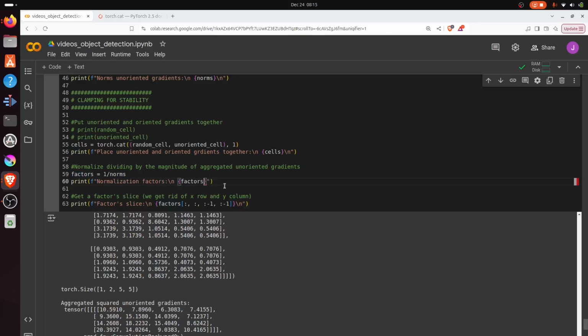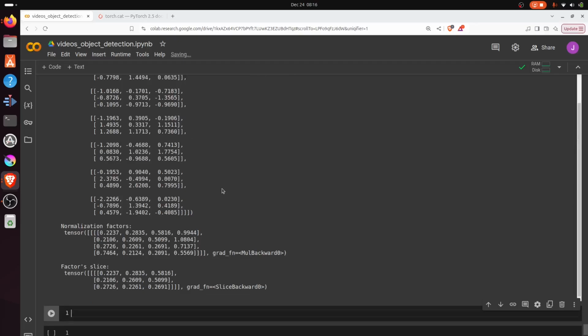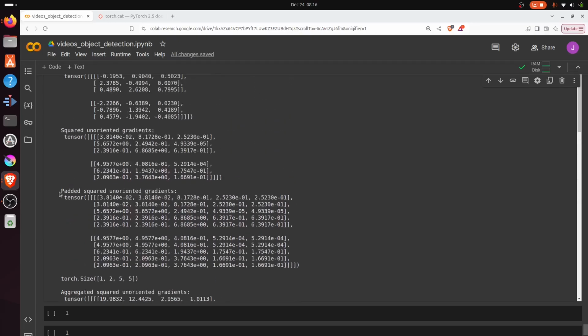Like that, factors, and like that. Okay, so what's going on here is that we are just taking a slice of the normalization factor tensor. As we removed the last row and the last column, we are left with this block of 3 by 3, which is exactly what we get in here. And remember that this is a 3 by 3 structure.